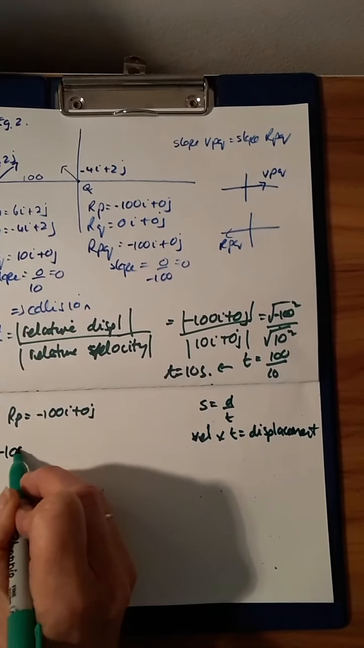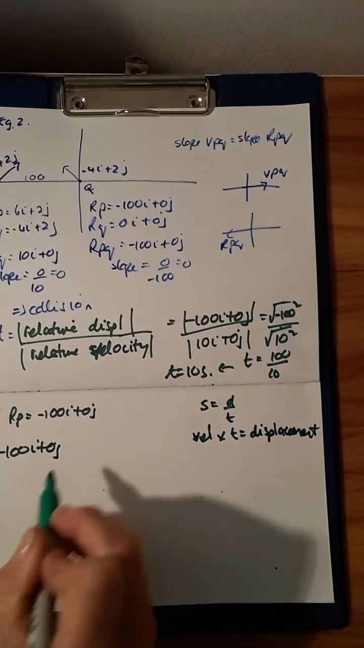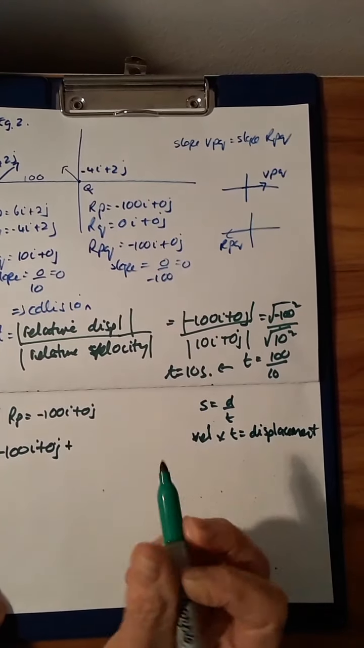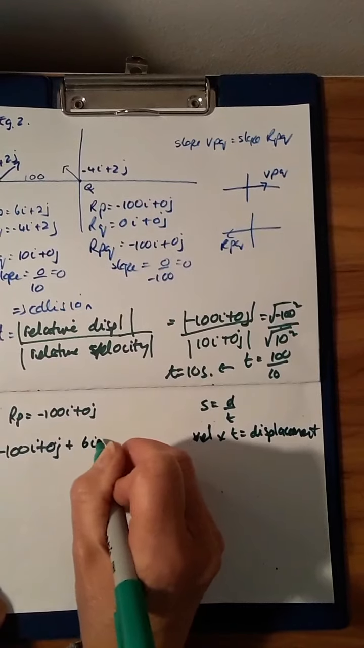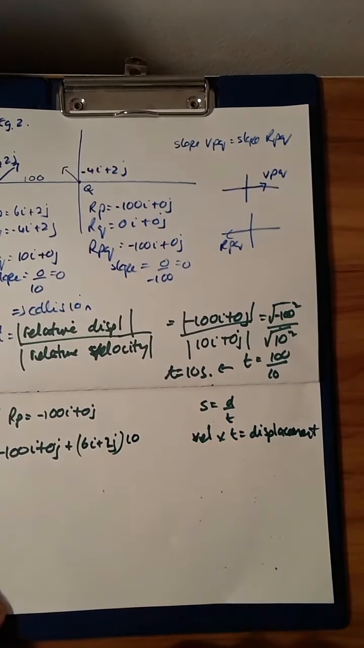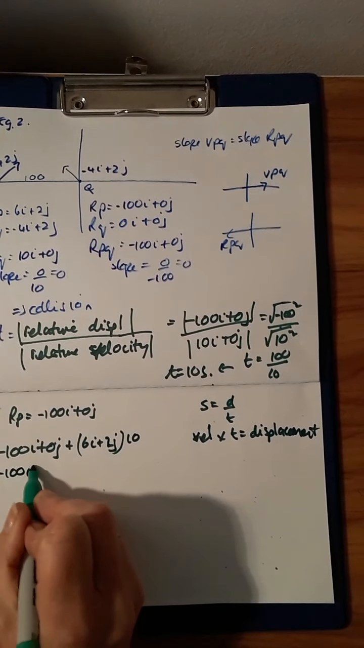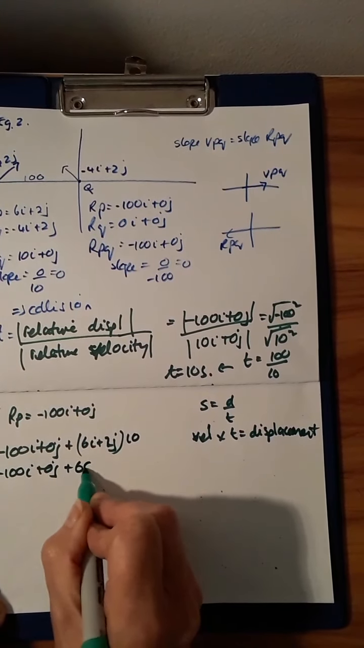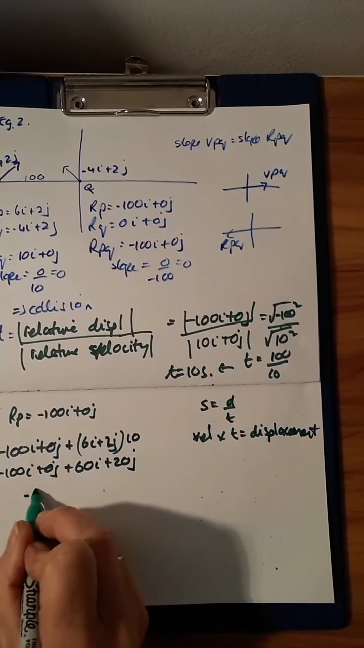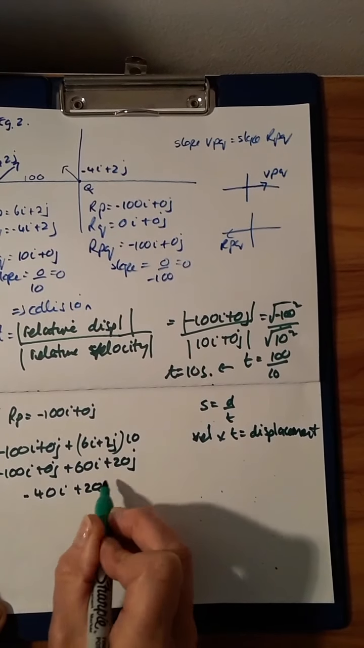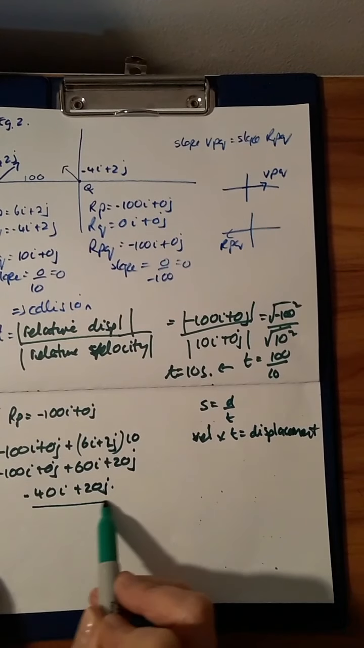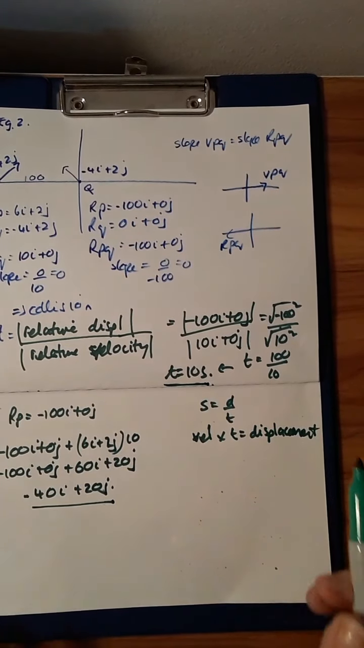So if I use that idea, I'm at minus 100i plus 0j, that's where P is at the moment. His displacement will be velocity multiplied by time. His velocity of P is 6i plus 2j, and I'm going to multiply that by 10 because this happens after 10 seconds. So minus 100i plus 0j plus 60i plus 20j is going to be my new position. And when I do that, I get minus 40i plus 20j. If you did that for Q, you'd get exactly the same thing. So this is the position of collision, and 10 seconds is when collision happens.